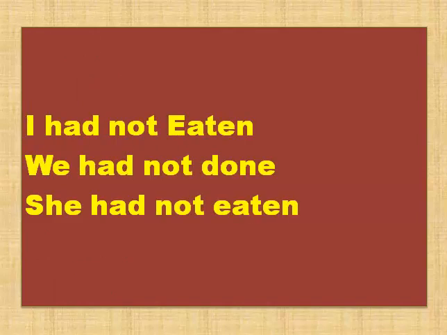What if we have to write a negative sentence using had? We will be using I had not eaten. We had not done. She had not eaten. Now you see the third form of the verb is coming, which is eaten. Eat, ate, eaten. Then again done. Again eaten. She had not written. She had not played.